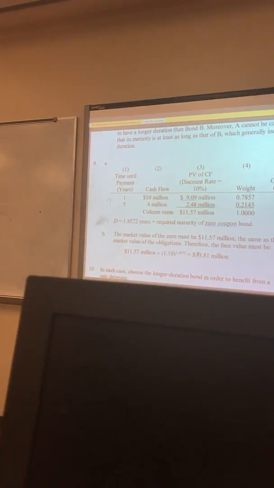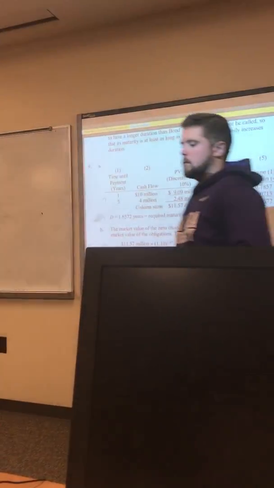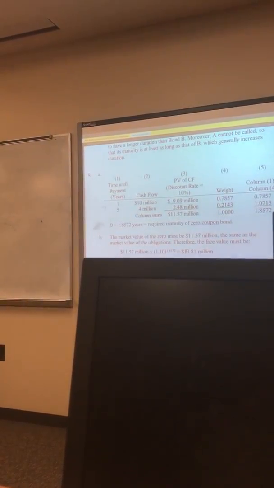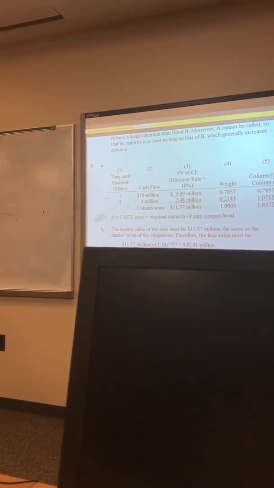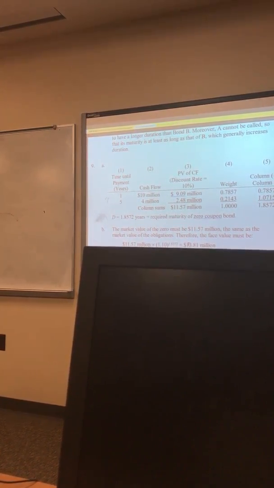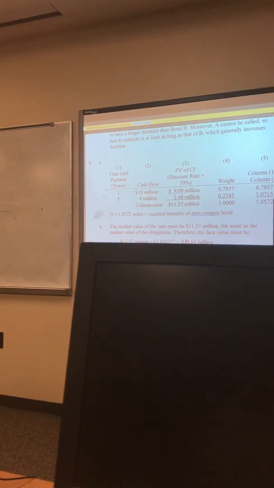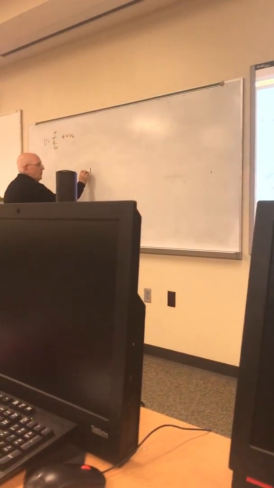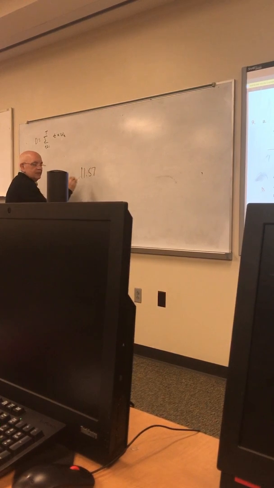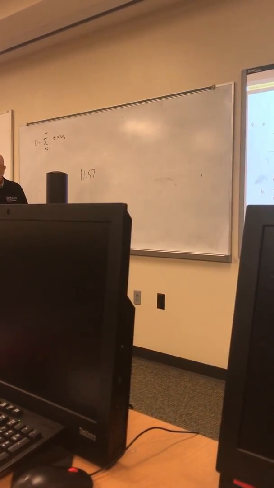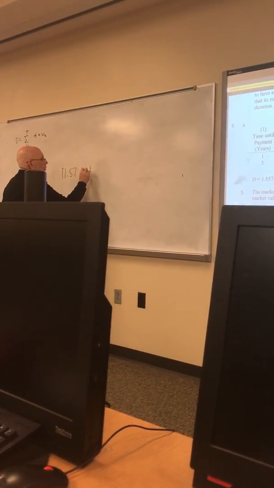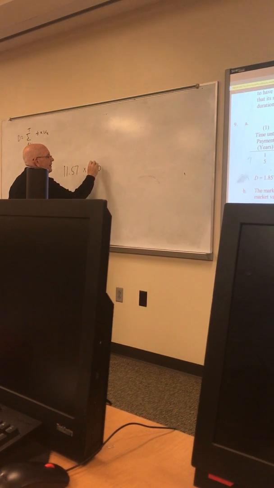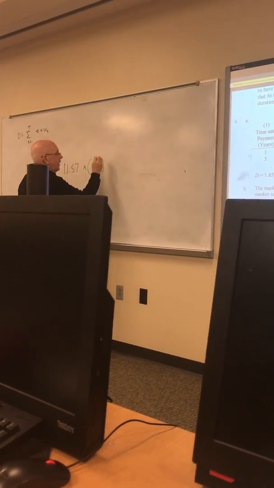The obligation, the liability we have is $11.57 million. So what should be the value of those zero coupon bonds? $11.57 million. What's the face value of those zero coupon bonds? Well, $11.57 million worth of bonds times 1.10 raised to the t power.